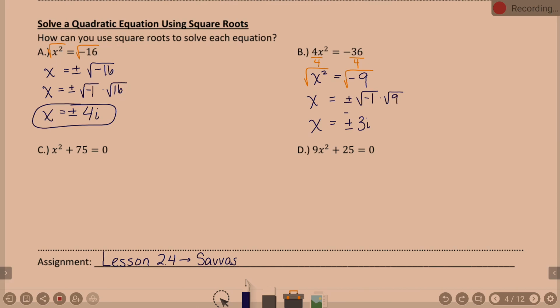Anytime you take the square root in an equation setting, which is what we're doing here, you have to account for both the positive and the negative option. Okay? Getting it?